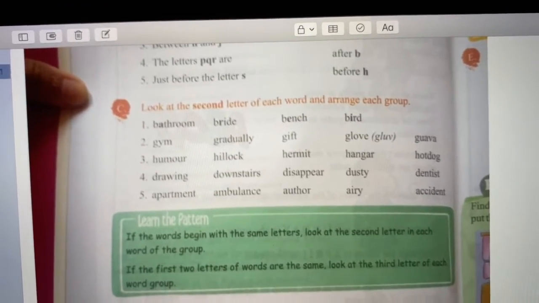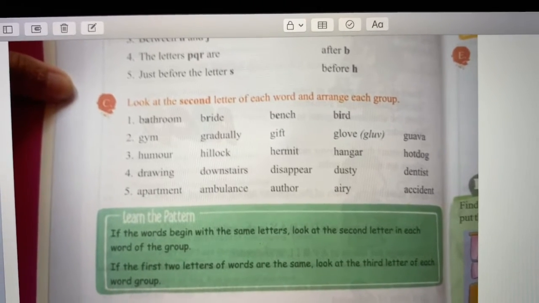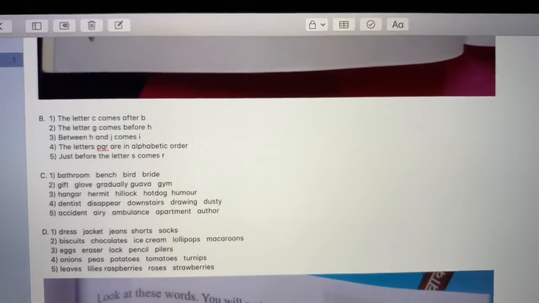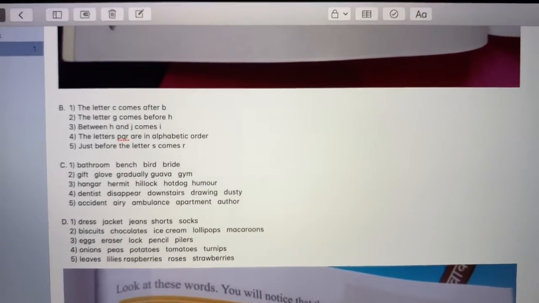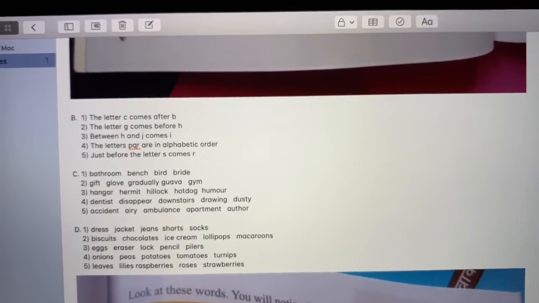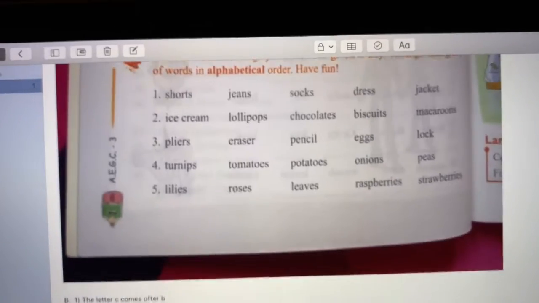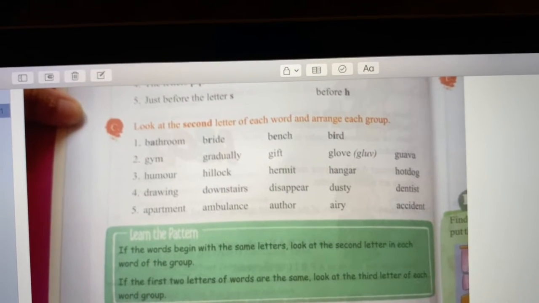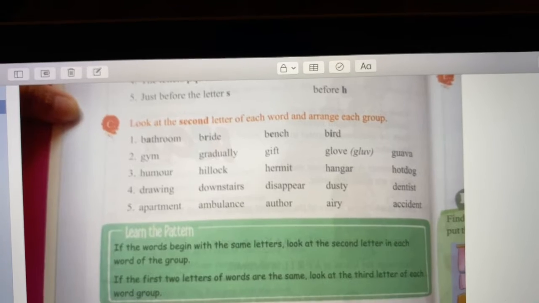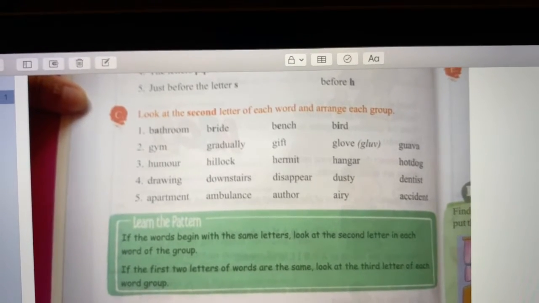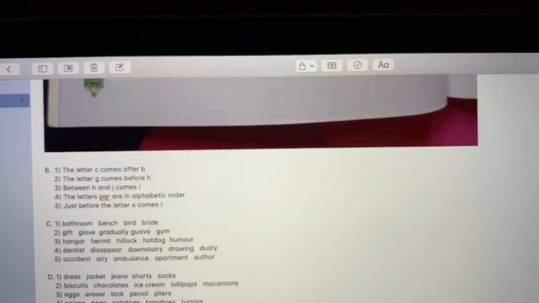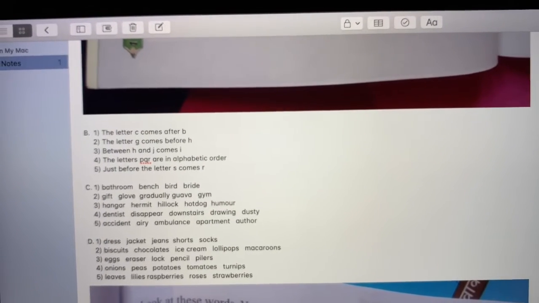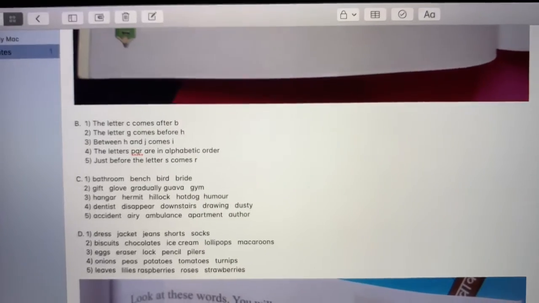So going to the second one, it says Jim, gradually, gift, glove, and guava. Once you arrange them in order, they are going to be gift, glove, gradually, guava, and Jim. Again, going back to the exercise, it says the third one is humor, hillock, hermit, hanger, hot dog. So once you arrange them properly, it's supposed to be hanger, hermit, hillock, hot dog, and humor.